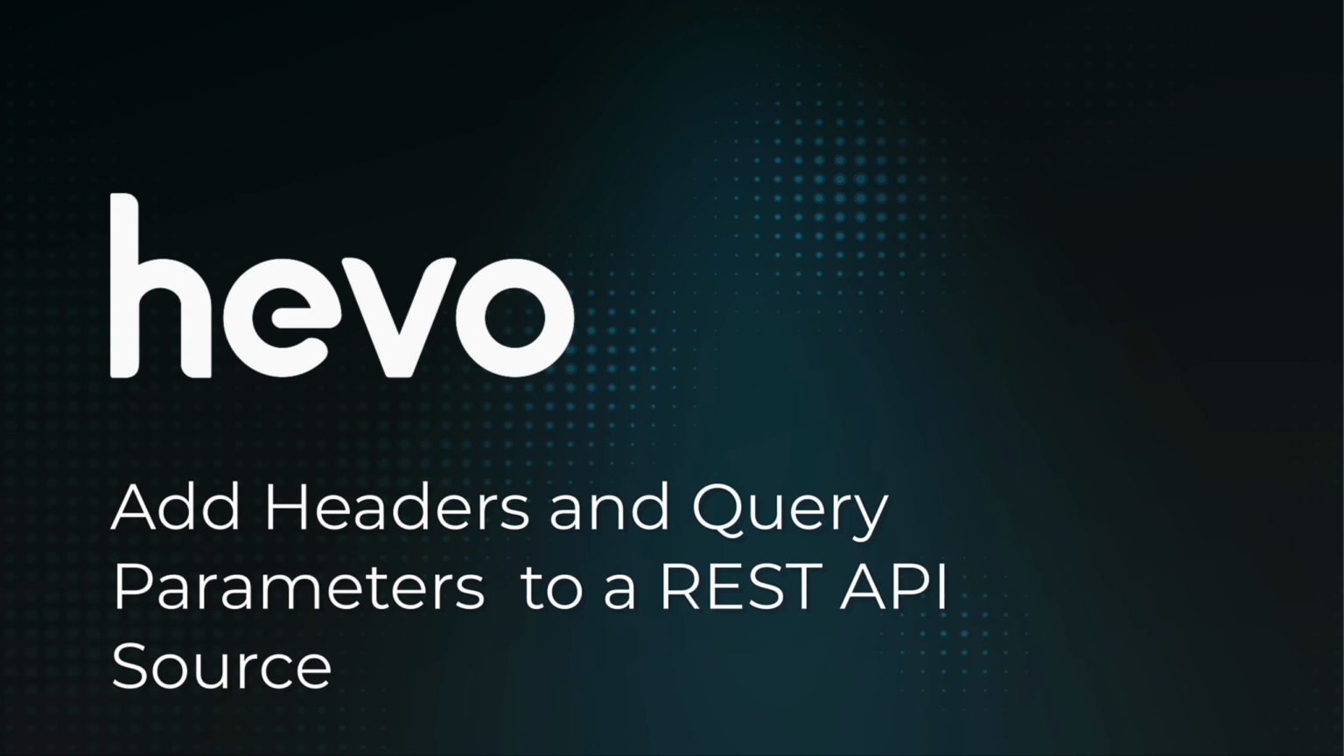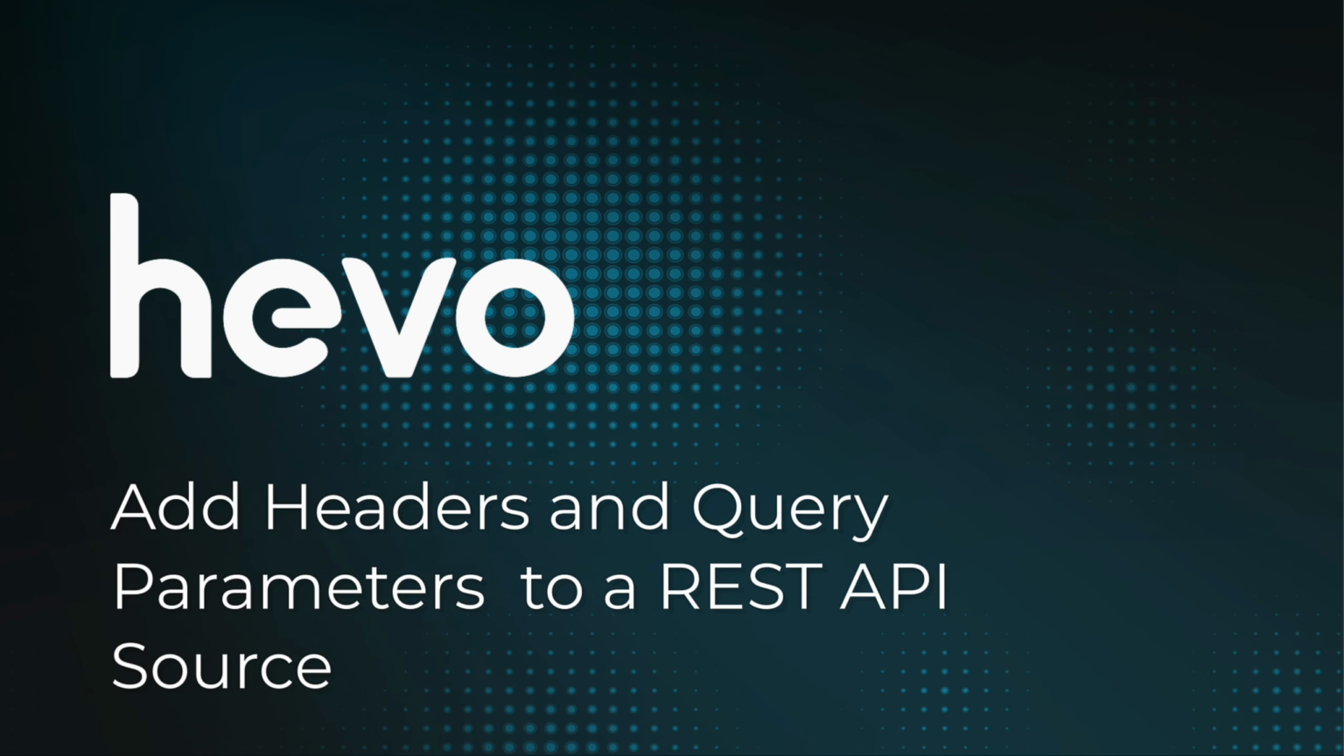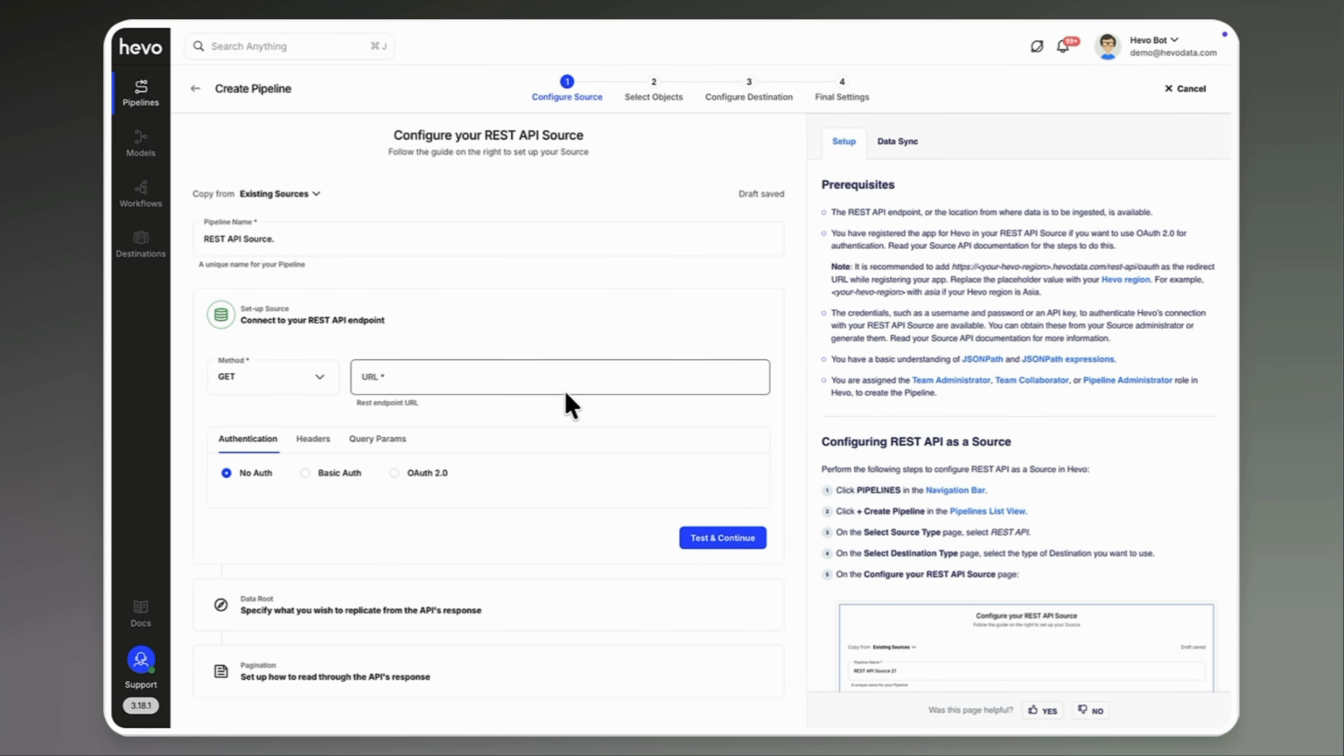In this video, we'll understand what headers and query parameters are and configure them for your REST API source. Before we begin, ensure that you are on the REST API source configuration page in Hevo and have configured any earlier steps based on your source API's requirements.